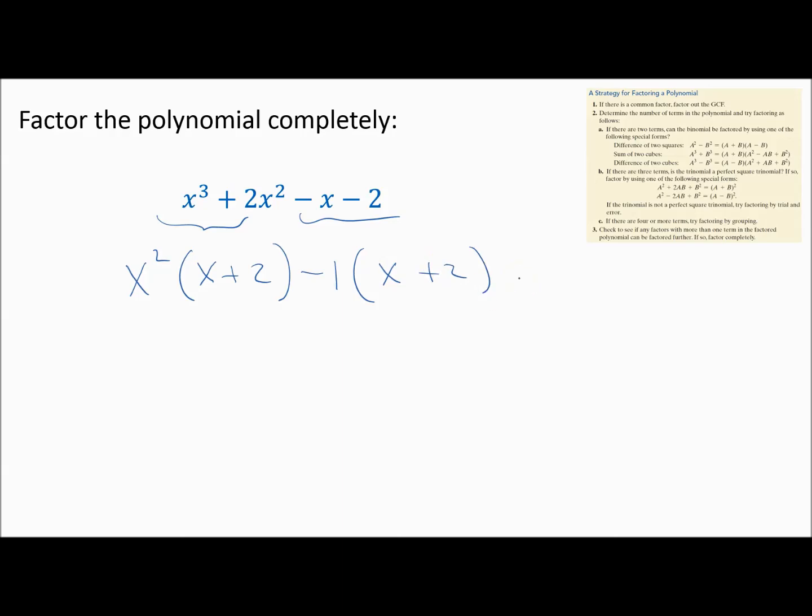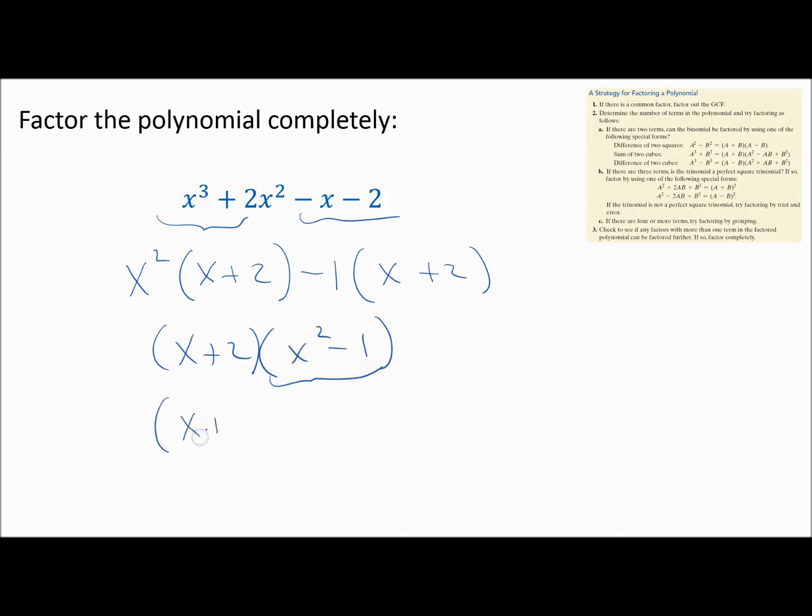Now don't stop there. I see so many students stop there. That's not factored because there's a big subtraction in the middle. You have to write down the common factor, x plus 2, only once, times x squared minus 1. Now a lot of us would just circle that and move on. But check this out. That factors further. That's a difference of squares. Subtraction, x squared is a perfect square, 1's a perfect square.